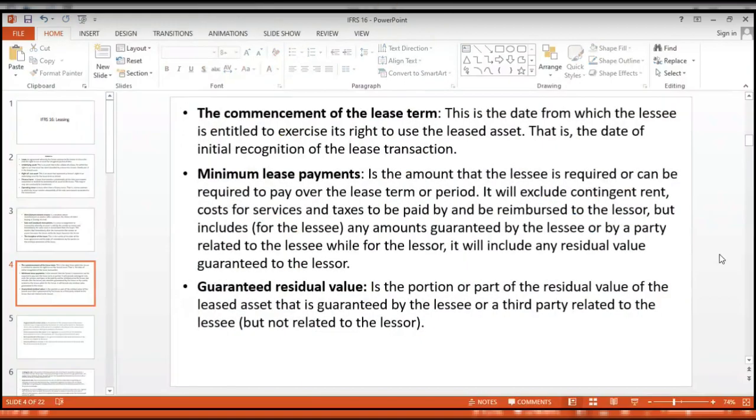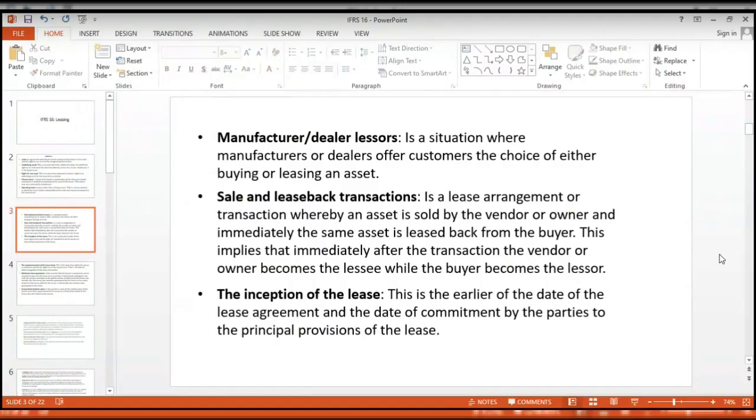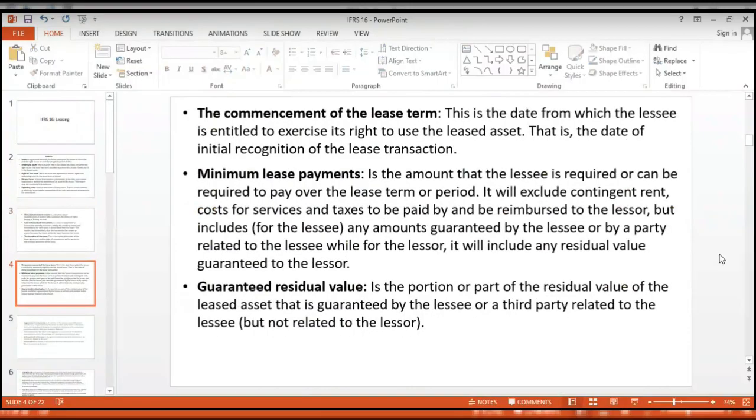So the commencement of the lease term. We talked about the inception of the lease here. Now we come to the commencement of the lease term. This is the date from which the lessee is entitled to exercise his right to use the leased asset. Inception can be the same thing as commencement and can be different. Inception is when we are still making arrangement and signing the lease. And then commencement is when the lessee has possessed the asset, the underlying asset, and begins to use it. That is the date of initial recognition of the lease transaction. So it's at the commencement of the lease that the journals will be passed in the financial statement of the lessee. We'll be seeing how the transactions are done as we study this standard.